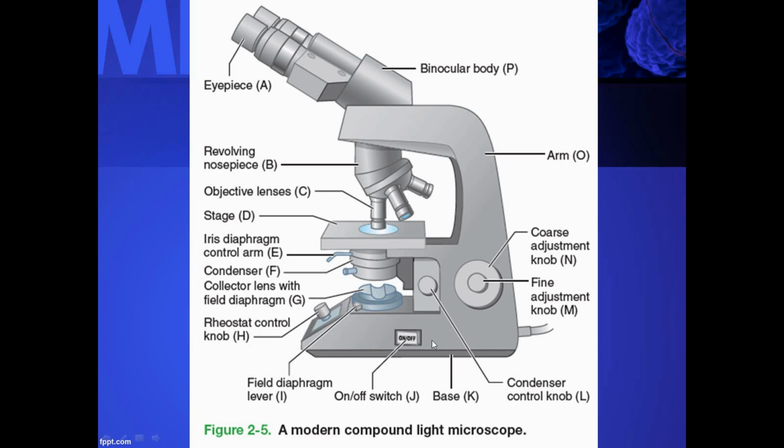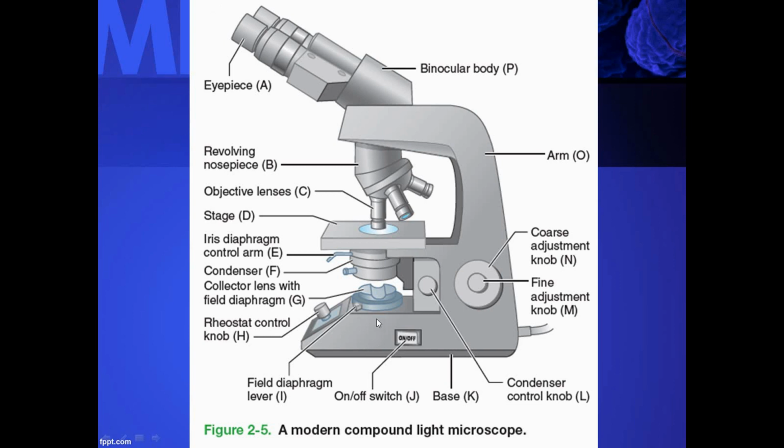In the base we have the light source, we have the on-off switch for that light source, then we have the rheostat control knob that increases or decreases the intensity of light produced by that light source. The light goes up through all these structures, reaching the eyepiece, then your eyes.